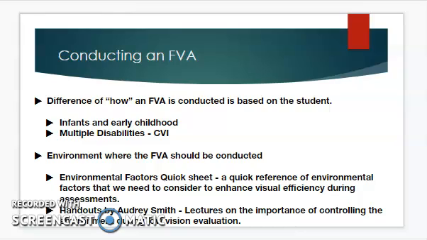There is a handout in this week's module written by Audrey Smith on the importance of controlling the environment during the low vision evaluation. So it's a very important read. Just make sure you read that.